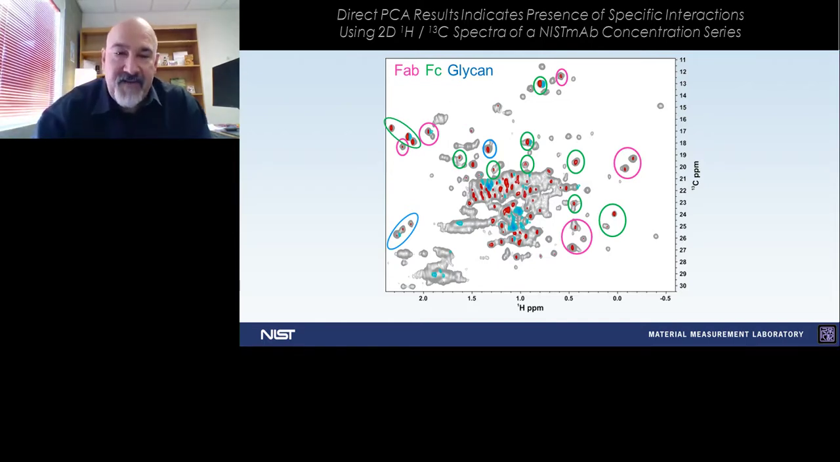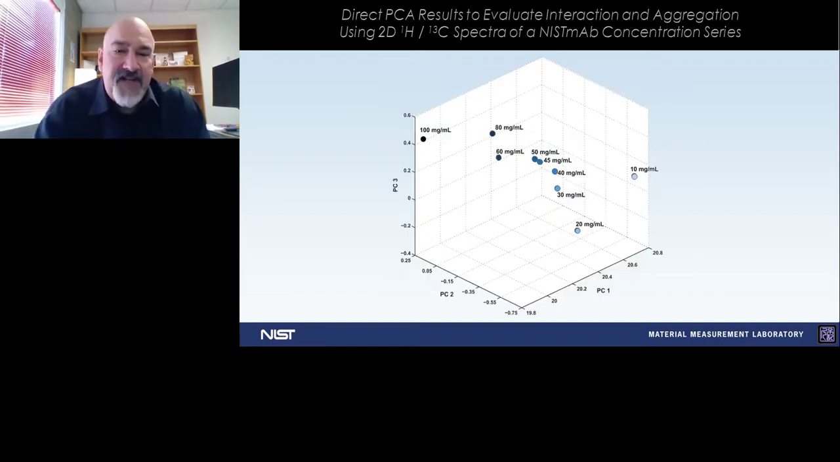And we can differentiate, for example, between changes in parts of the spectrum that belong to the Fab domain of the monoclonal antibody, changes in the parts of the spectrum that belong to the Fc domain of the monoclonal antibody, and there are even some signals from the glycan that we can see changed as well. So we have NMR used to tell us that a specific kind of molecular interaction is going on. The principal component analysis results, when viewed as a scatter plot, also give us a kind of calibration curve of this molecular interaction.